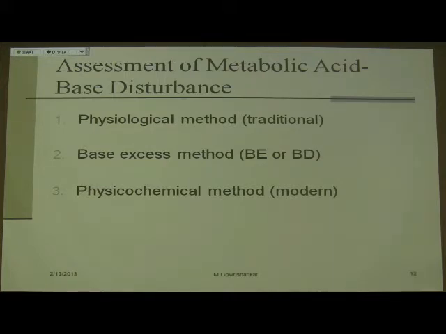But anyway, the other method is the Stewart method, or called the physicochemical method. And that's called the modern method because it was introduced in the late 70s and kind of caught on in the late 80s, and now it has become the norm, particularly in the UK and some parts of Europe and some parts of US as well. Not so much in Canada. Interestingly, the person who proposed this is a Canadian physiologist, but Canada hasn't got on.